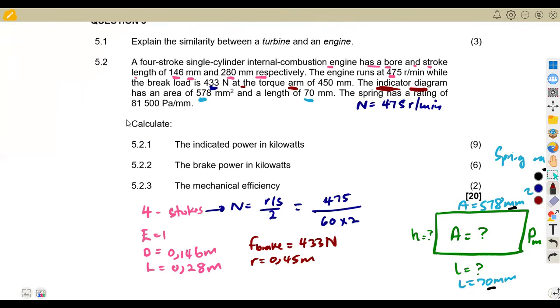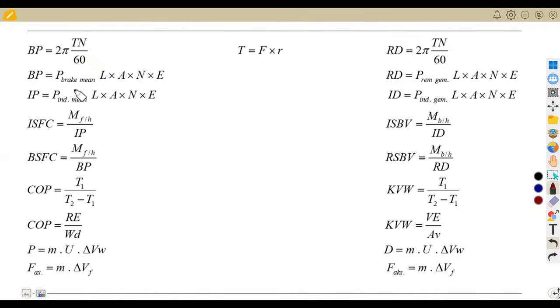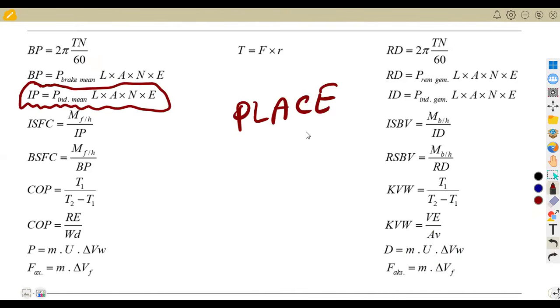So the first question was to calculate the indicated power in kilowatts, which is 9 marks. So you wonder why 9 marks? The formula for indicated power is given here. The indicated power is P indicated mean times length, from the plan. You can use the plus concept, plus over 6. It's up to you.